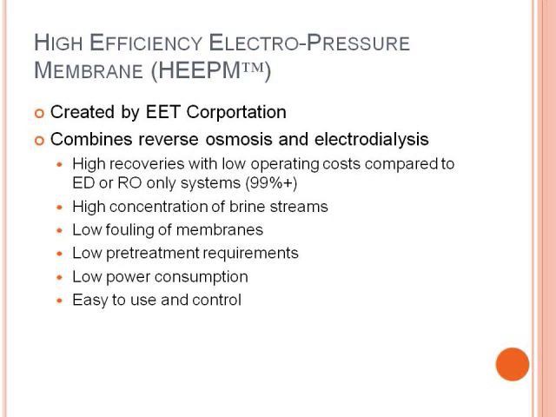An engineering company, EET Corp., utilized both reverse osmosis and electrodialysis to create an efficient system. This system is called HEEPM, or High Efficiency Electropressure Membrane System. They claim 99% recovery rate, which is overwhelmingly higher compared to individual efficiencies. They also claim low fouling of membranes and low power consumption. Their system can be used for many applications, including the desalination of water.